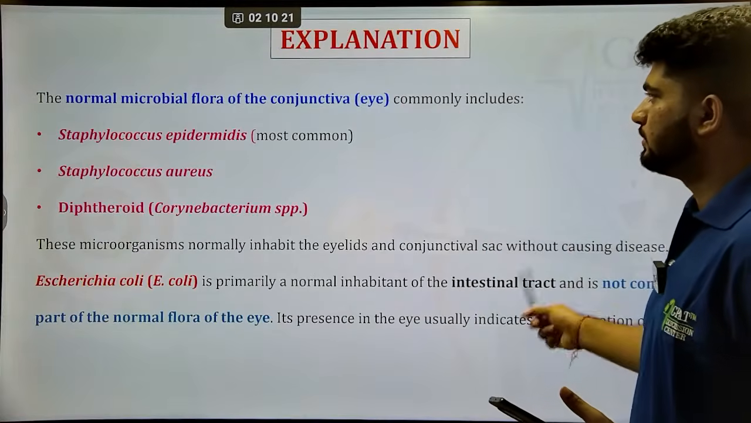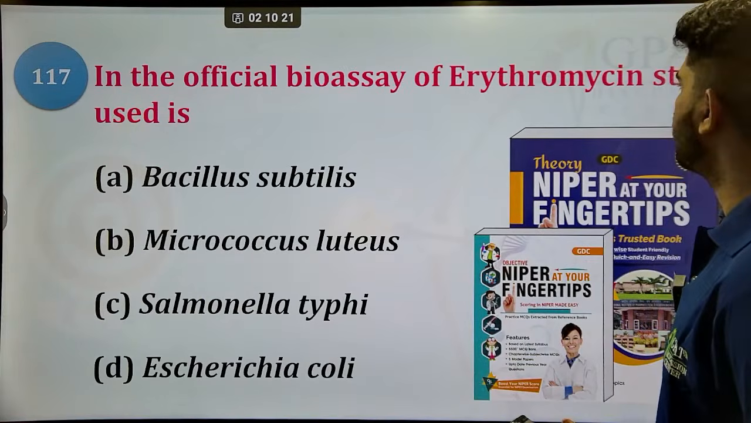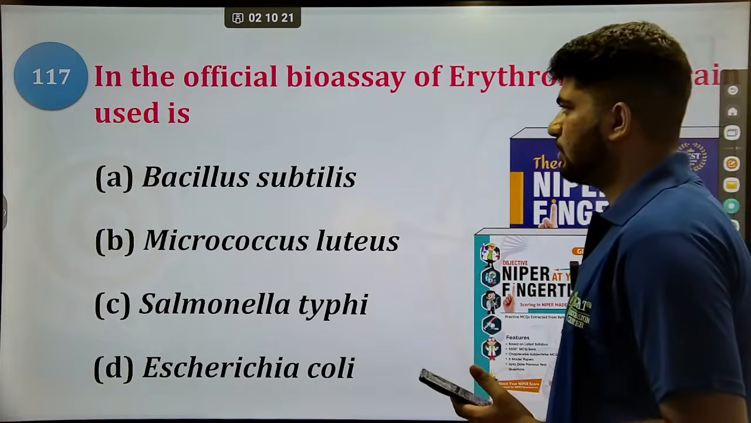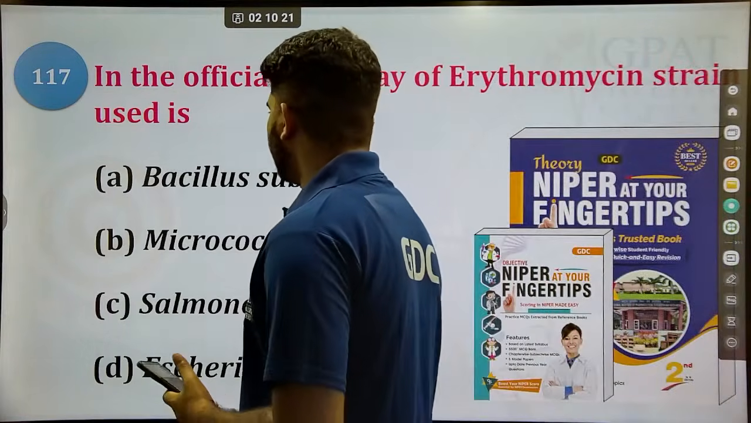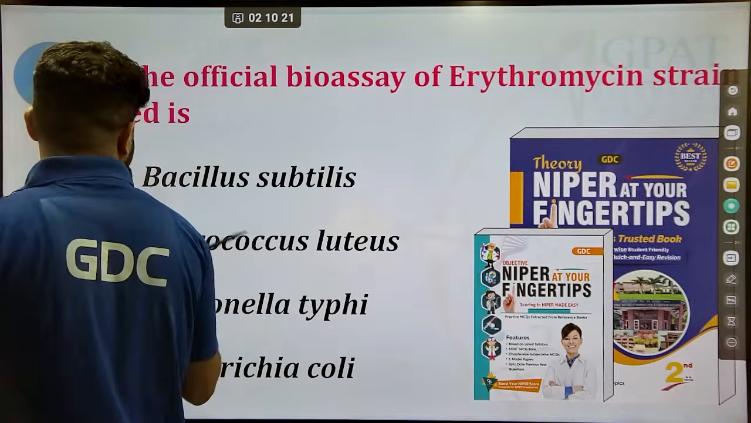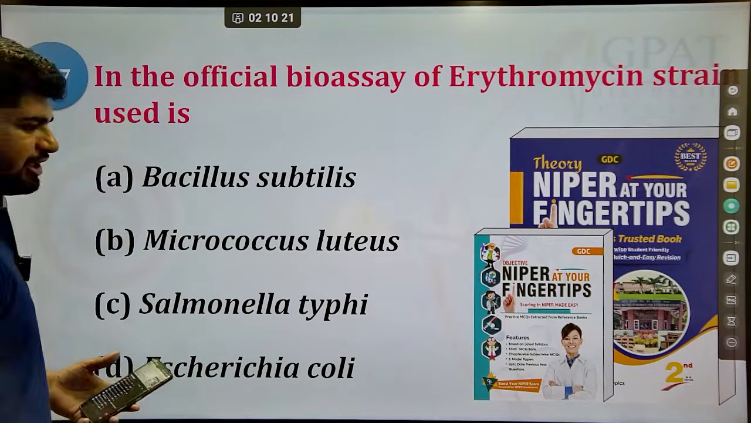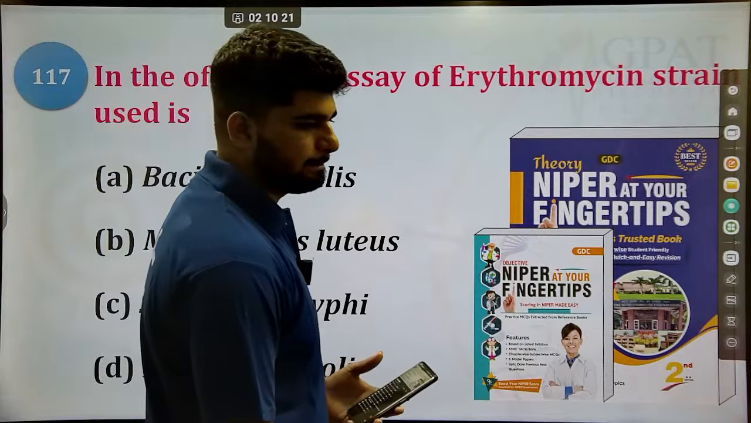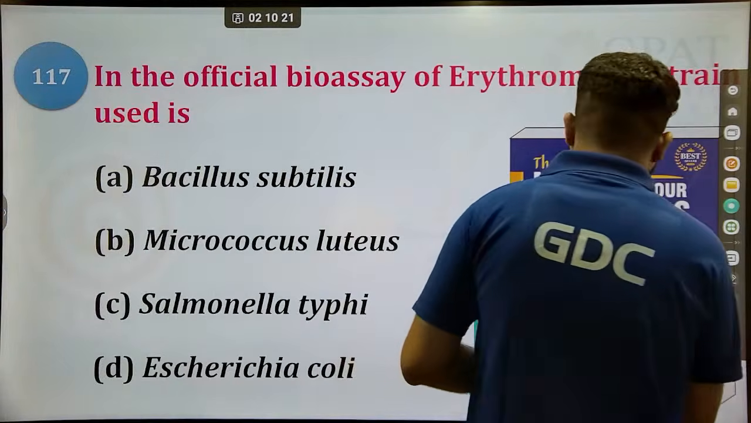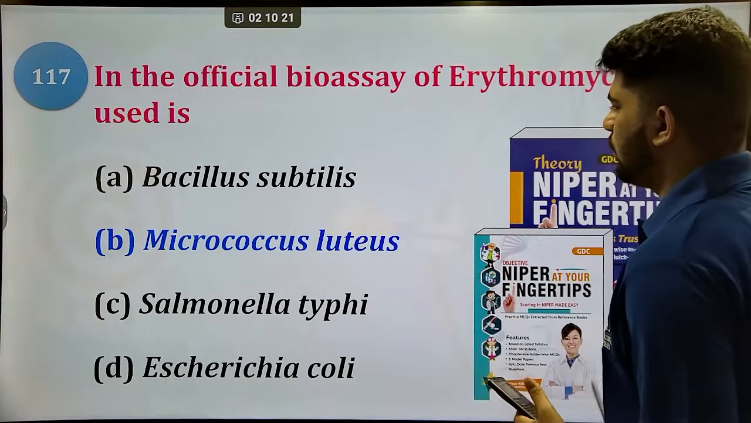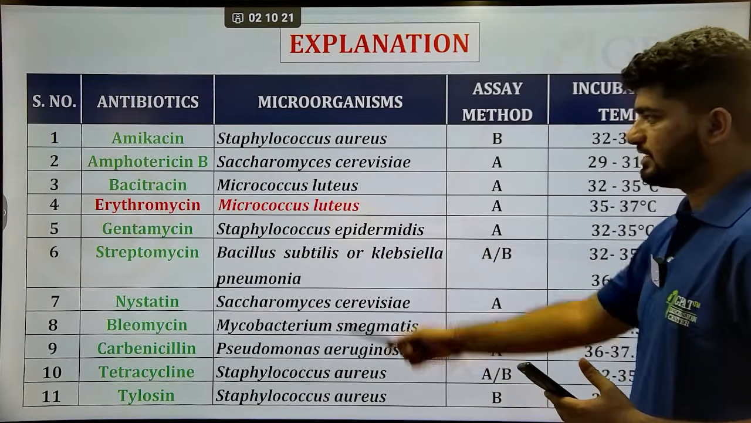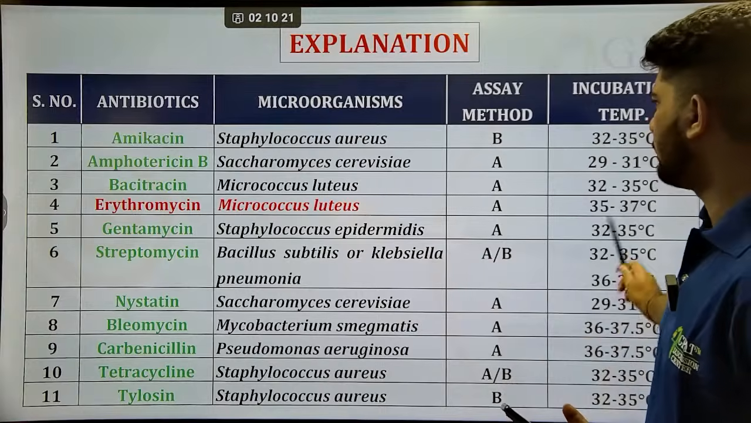Now, in the official bioassay of erythromycin, which is a macrolide, which strain is used? Bacillus subtilis, Micrococcus luteus, Salmonella typhi, or Escherichia coli? What's that? That's your Micrococcus luteus over here. This table is very much important, guys. Make sure you remember this one.